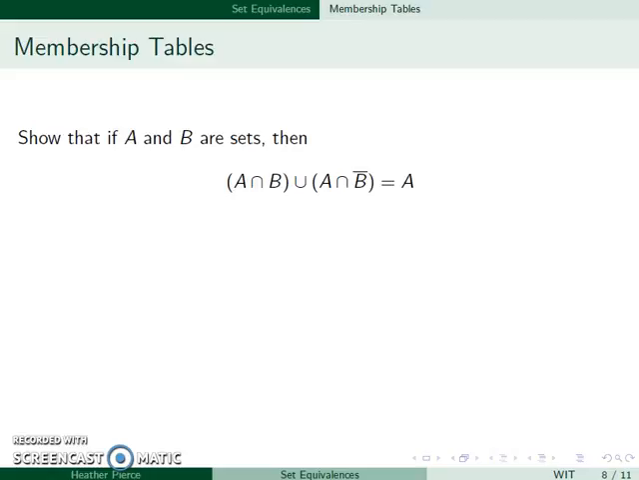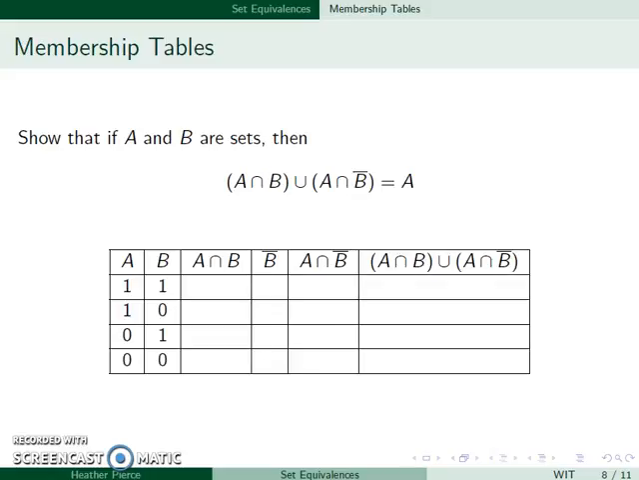We can also use membership tables. So membership tables are going to be very similar to truth tables. We set it up, and this time we use ones and zeros. 1 indicates that the element is in there. 0 indicates that it's not.